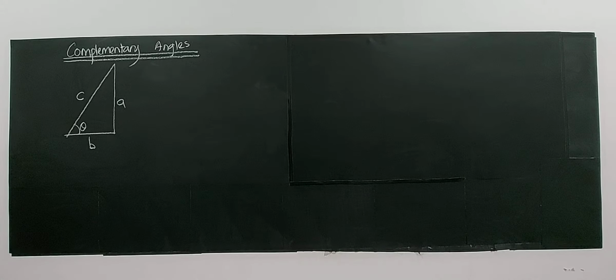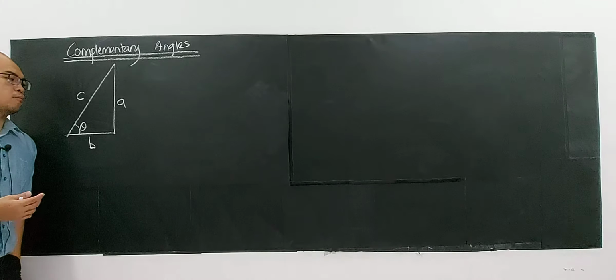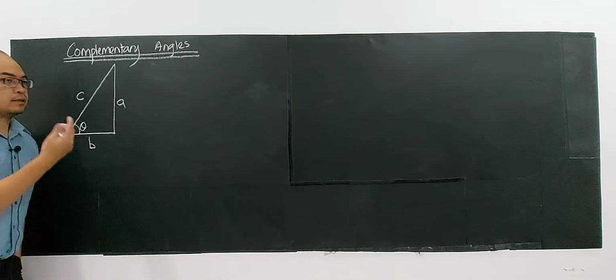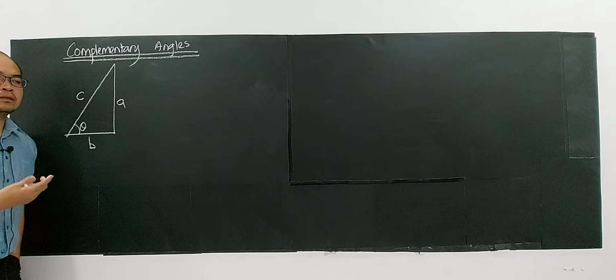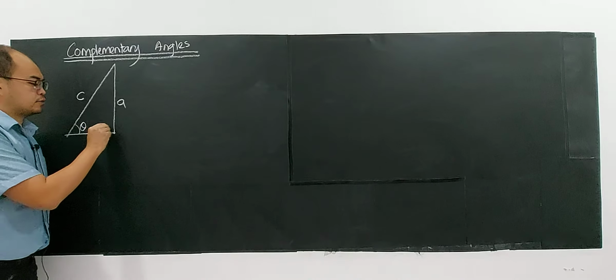Alright, in this video, I'm going to talk about complementary angles. As you know, supplementary angles mean that if you add them up, you get 180. Complementary means you add up the two angles and you get 90 degrees. So now you see this is a right angle triangle, right?